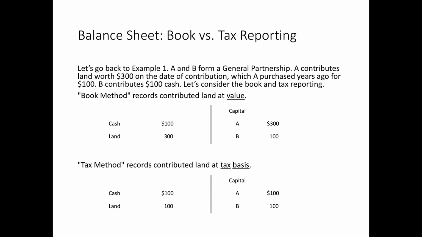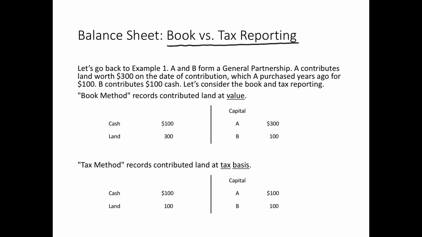Let's go back to example 1. I want to now talk about book versus tax reporting. We've been focusing on book reporting. Let's also show now how tax reporting would work out. And then the next slide, we're going to combine them together because when you start doing partnership tax accounting, you're going to have a combined balance sheet with both book and tax numbers.